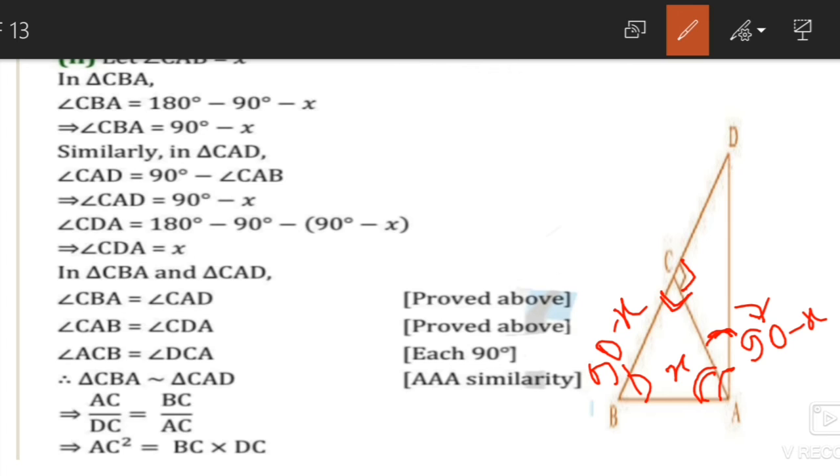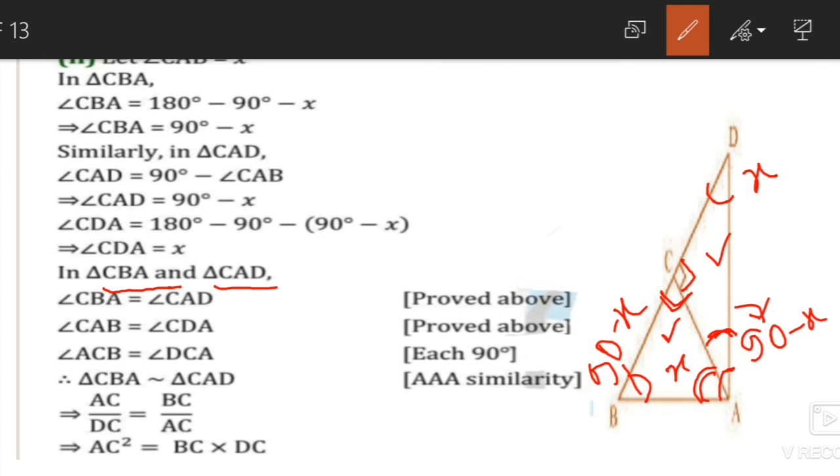So by using the angle sum property, you can say that this angle will be 180 minus 90 minus x minus 90. That means this will be only x. So I am getting all the measurements of the angles. Now I will take triangle CBA and CAD. Triangle CBA, that means this triangle, and triangle CAD, that means this triangle.